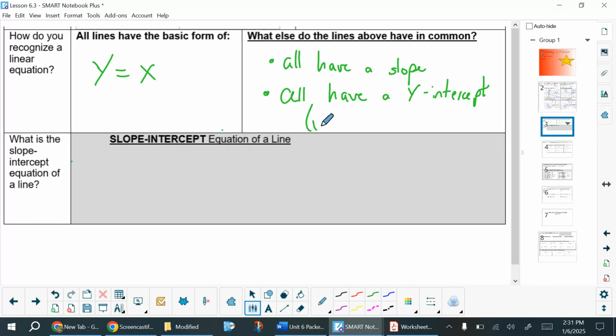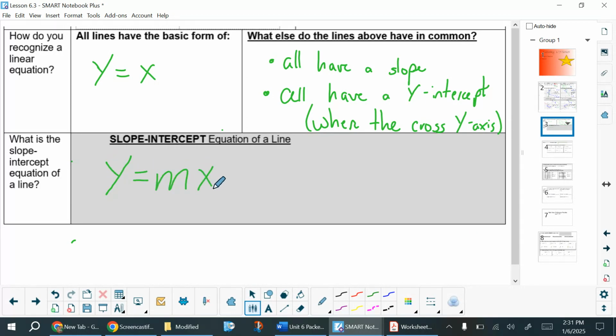Or where they cross the y-axis. And so that leads us to the fact that since every line has a slope and a y-intercept, and those kind of define what the line looks like, right? They tell us how steep the line is and where the line crosses the y-axis. We can write our equation of our line using those two big things.